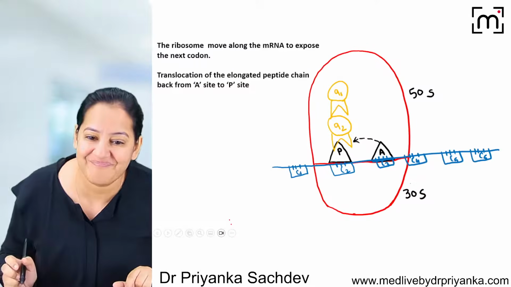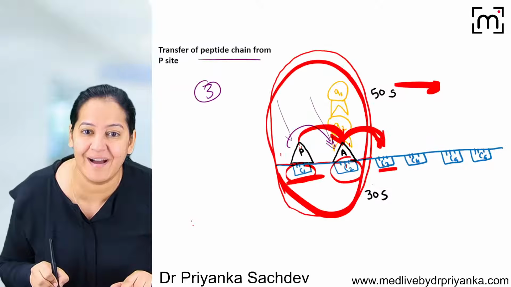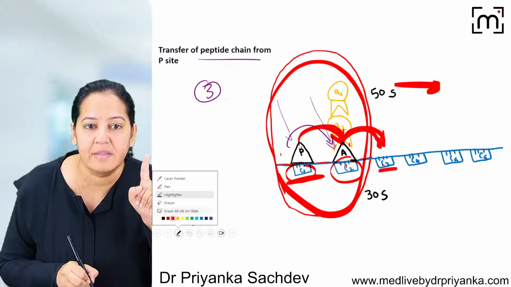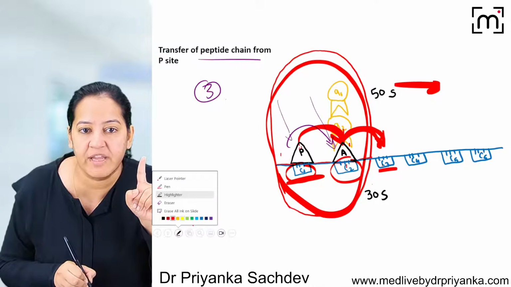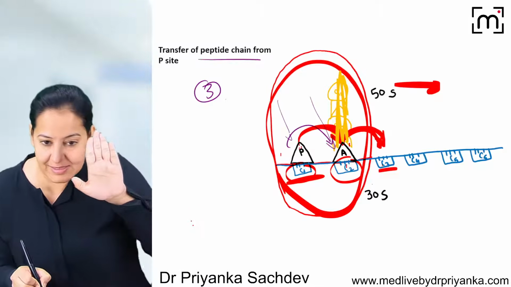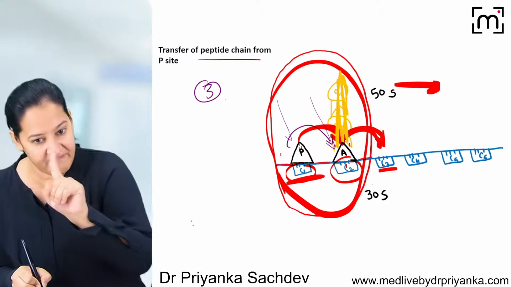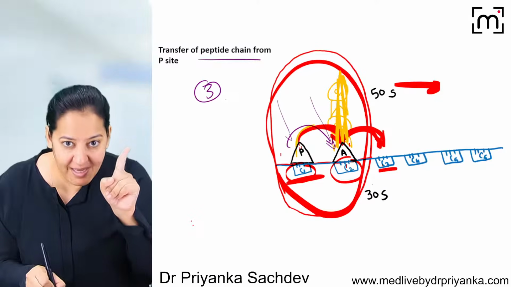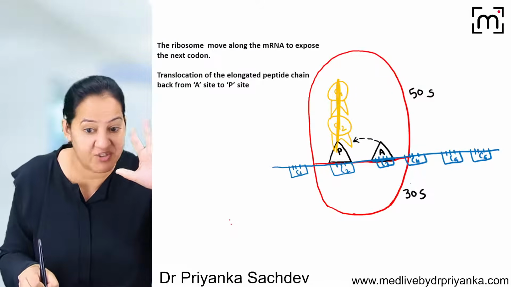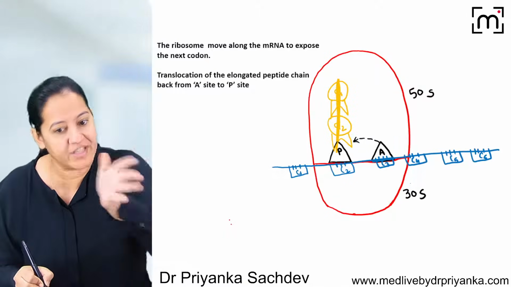See the next diagram. You got my point? But the chain of the amino acid will remain there only. Listen, the chain of the amino acid will remain there only. Where is the chain of amino acid? Now the chain of amino acid is on A. But now when this ribosome is going ahead by one codon, P is coming on A, so this chain will come over the P. Can you see? The chain stays where it is. The chain is not moving. The ribosome is jumping one codon ahead.